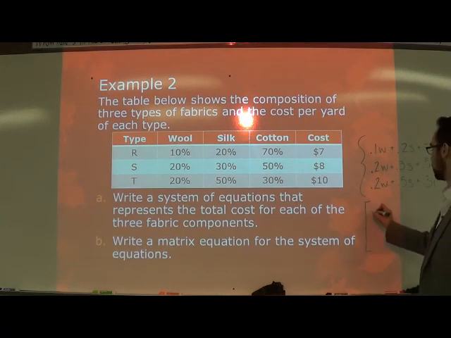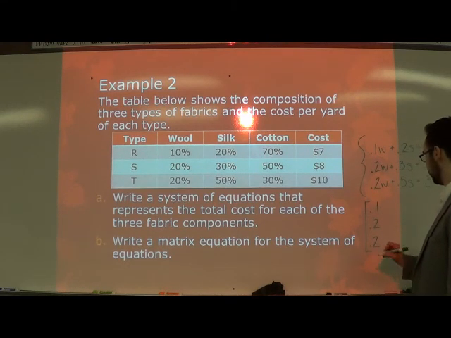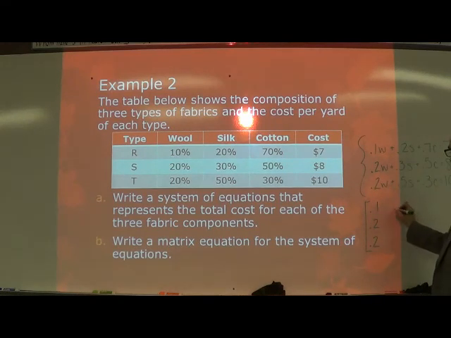Now all we do is pull out those same numbers. So we have 0.1, 0.2, and 0.2 for the W's. We have 0.2, 0.3, and 0.5 for the S's. And then we have 0.7, 0.5, and 0.3 for the C's. We have the variables, so we have W, S, C. That's going to be equal to the dollar amount, 7, 8, and 10.